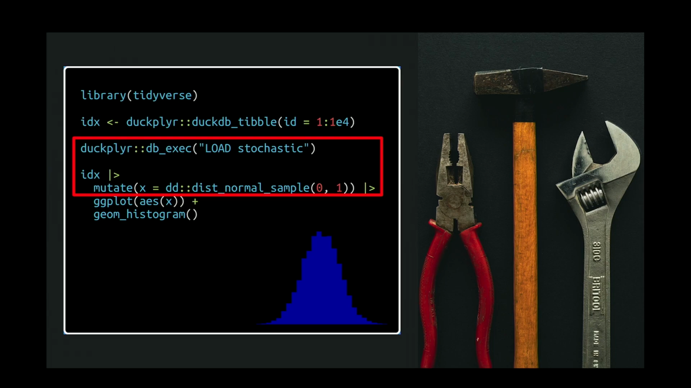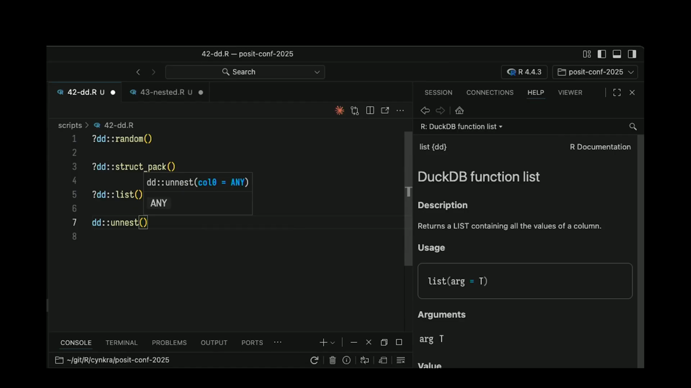Now, the original code had rnorm. This is not available in DuckDB, but there is an extension called stochastic. I found out by searching through a list of community extensions. And when I found stochastic, it was clear that this is probably where such a function would live. Bingo. dist_normal_sample is available as soon as I do this load stochastic call, and I can run it to get these normally distributed samples. And again, piping directly through to ggplot gives the plot without any extra effort.